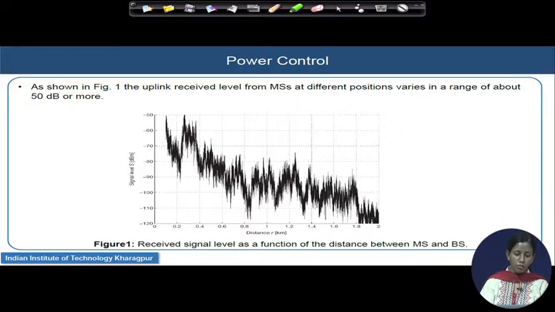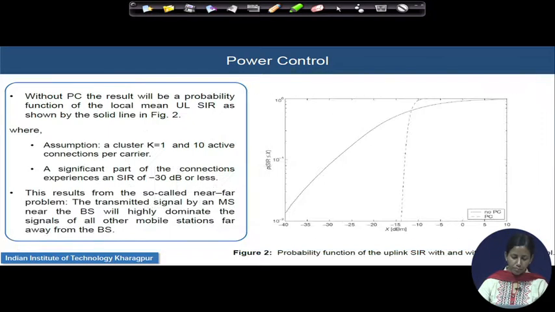As shown in this figure, this is the uplink received level from the mobile station at different positions. If you are close to the base station, say up to 0.1 kilometer away, the base station will receive minus 50 dBm, but if you are around 1.5 kilometers away, it will receive close to minus 100 dBm. So, around 50 dB of power is getting lost over the distance. Hence, power control is required.